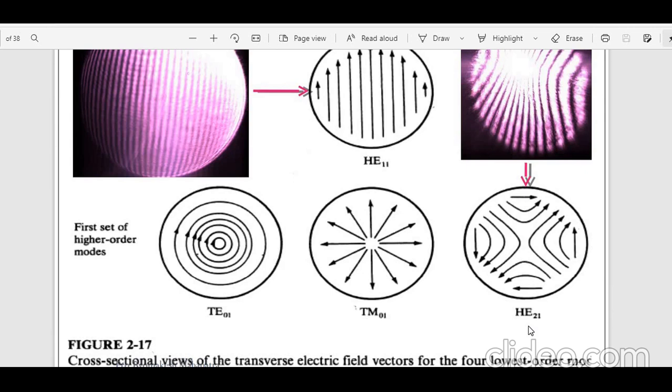Electric field is stronger than the magnetic field. For that particular form, we mention it as HE21. Here 2 indicates the M value and 1 indicates the L value, so that's the reason we are writing this pattern.